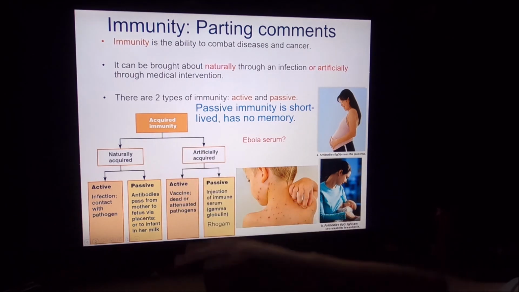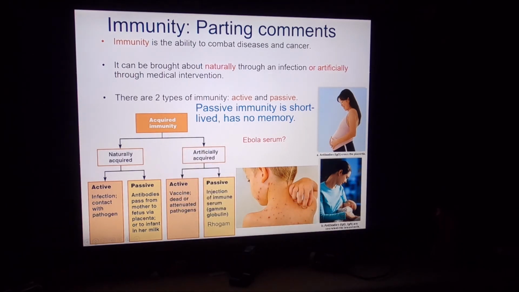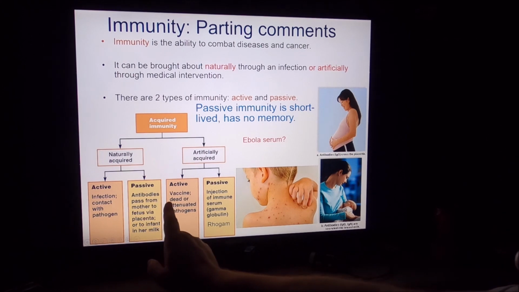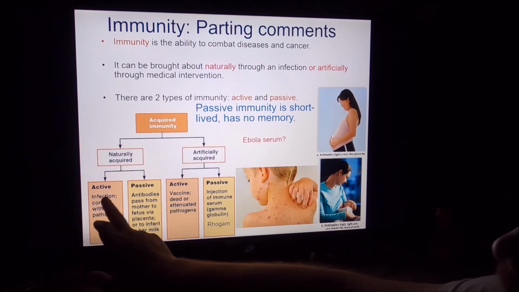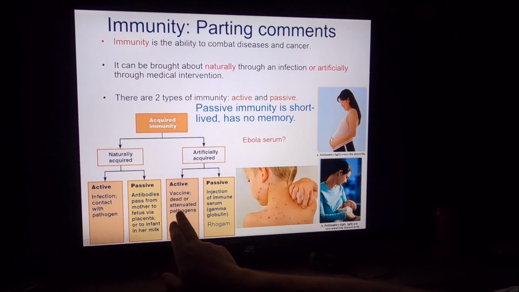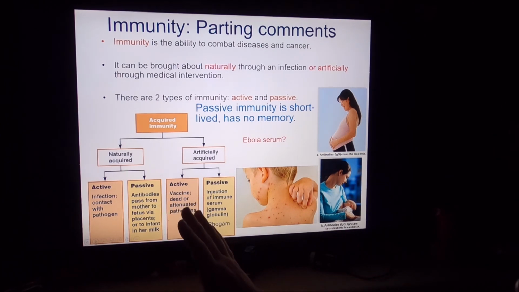And then, of course, there are artificial means of acquiring immunity. Active immunity, this is going to be like through a vaccine or what have you, any attenuated pathogens that might come in. So you go and you get a vaccine. This is going to expose you to something potentially dangerous, and then you'll be protected from it. In both of these cases, you're going to develop memory, and it's going to stick with you for a prolonged period of time. That's the goal of active immunity, is we develop memory from it.